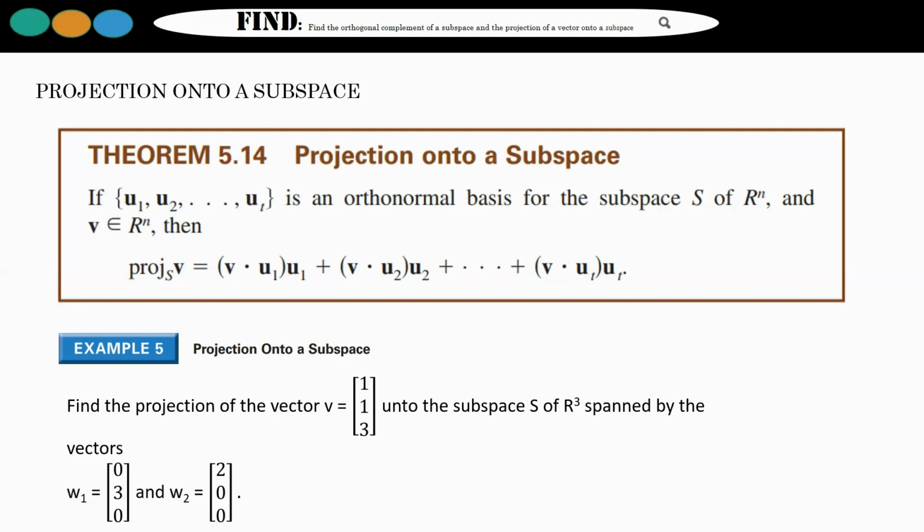So here for our example number 5, the projection onto a subspace, we have to find the projection of a vector V, where V is 1, 1, 3, onto the subspace S of R cubed spanned by vector W sub 1, equal to 0, 3, 0, and W sub 2, equal to 2, 0, 0.